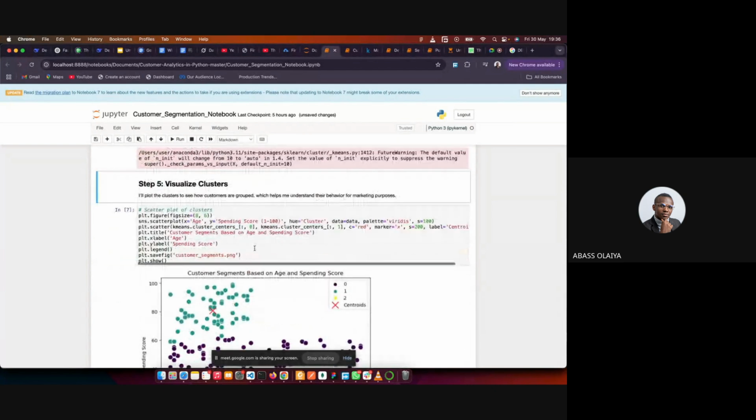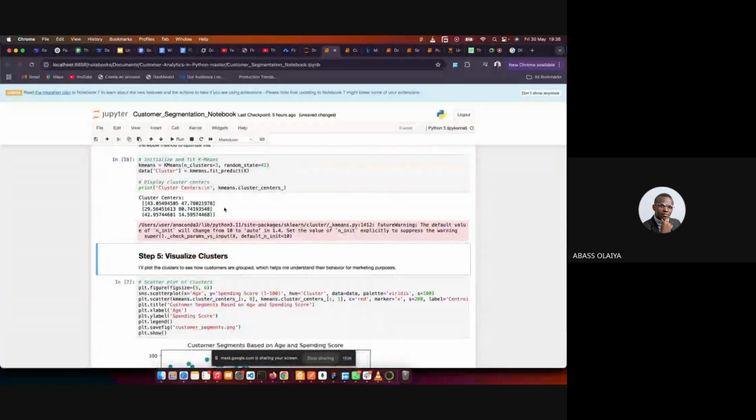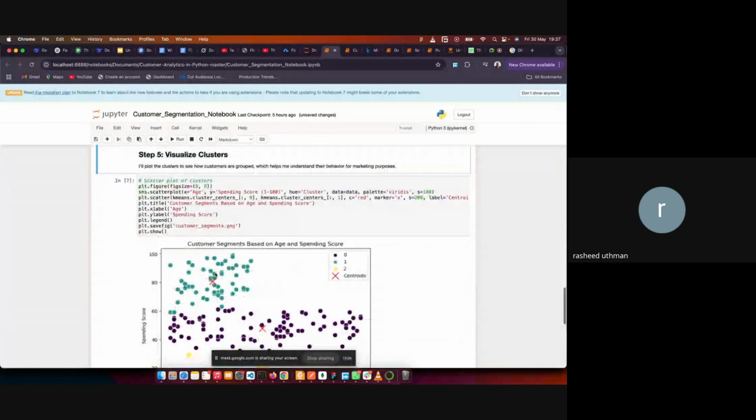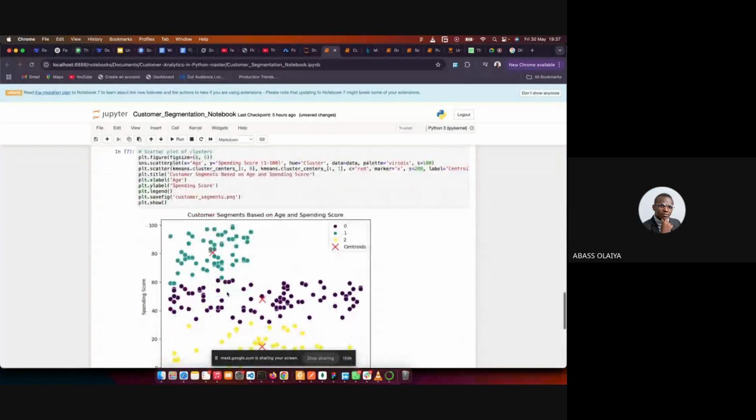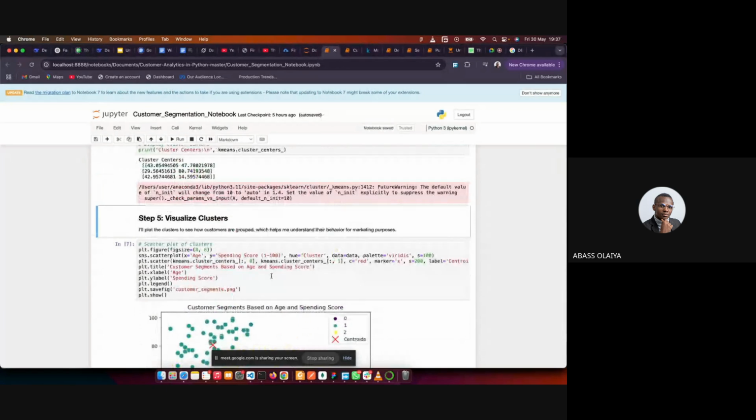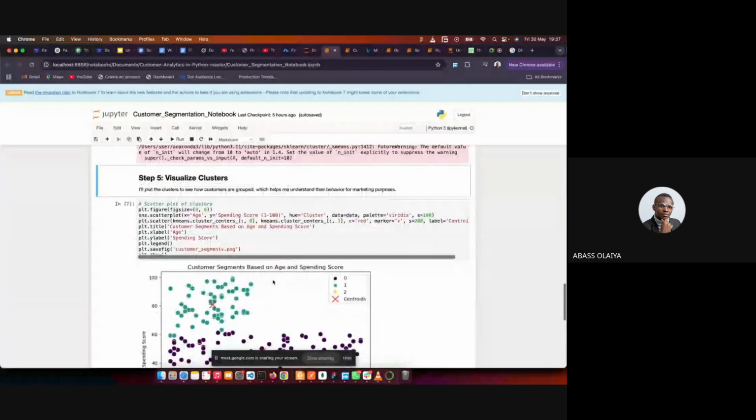So now, visualizing what we have, basically we want to visualize where the random cluster points you picked are and how the algorithm actually sorted the data out. So here is my plot now.